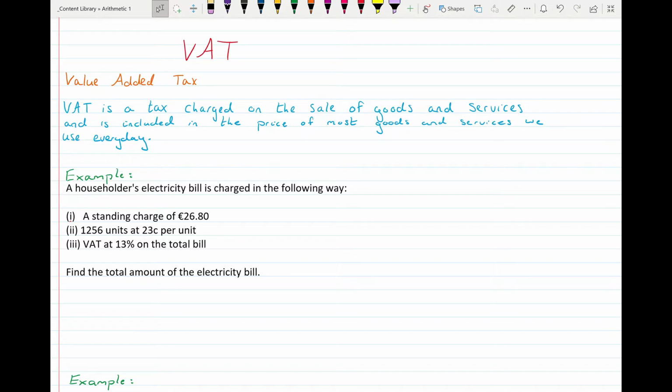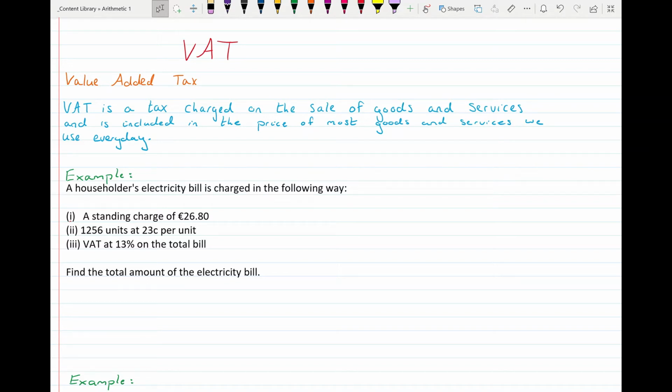And then 1,256 units at 23 cents per unit. So that's the rate the electricity is being charged at. So they use 1,256, and for every 1 unit they use, they have to pay 23 cents. VAT at 13% on the total bill. So once they have their total electricity bill, then the government comes along and says 13% of that is added on to the bill, because that's your VAT that has to go to the government.